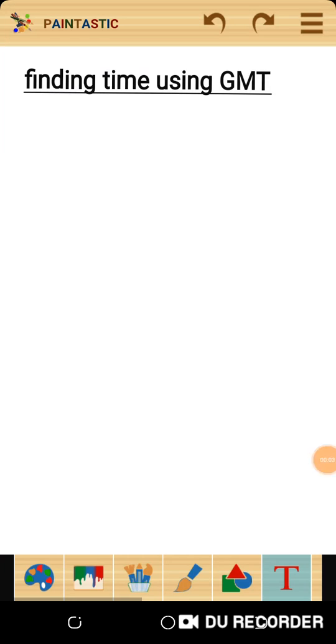So how can you find the time of another place using GMT? GMT stands for Greenwich Meridian Time. And the longitude for Greenwich Meridian Time is 0 degrees.